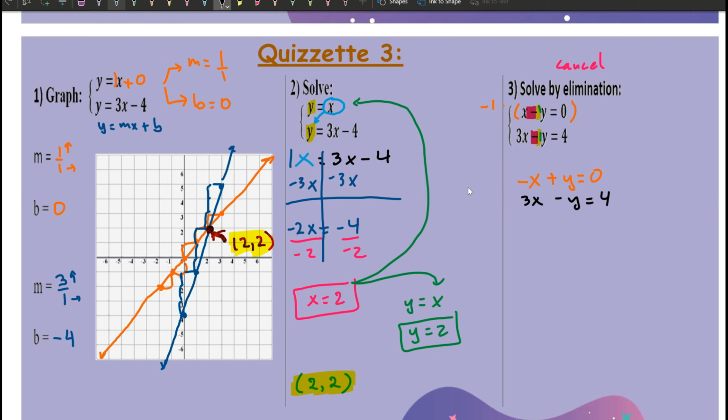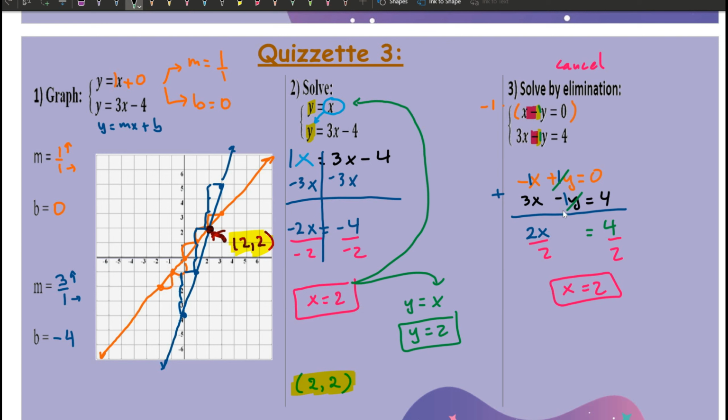Now, if you add the equations, negative 1x plus 3x will be positive 2x. Positive 1y plus negative 1y will cancel each other out. Equal to 0 plus 4 is 4. Okay. Then we're going to solve it like usual. You're going to divide both sides by 2. So x equal to 2. Okay, similar to what we had earlier.